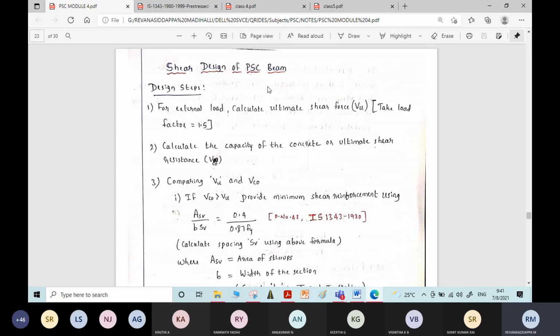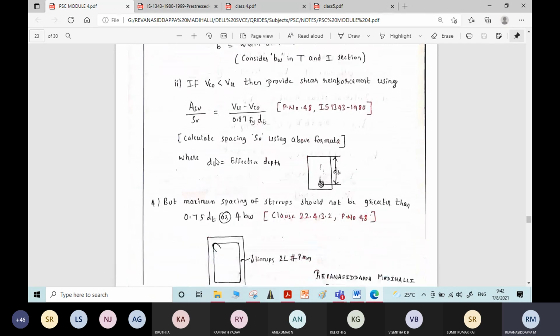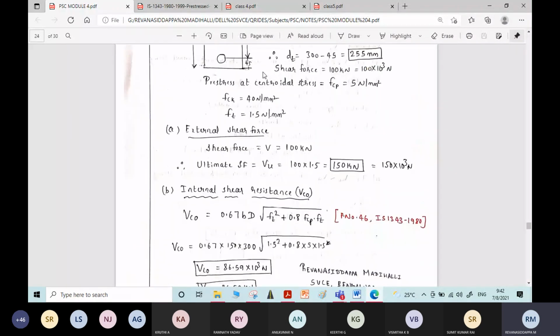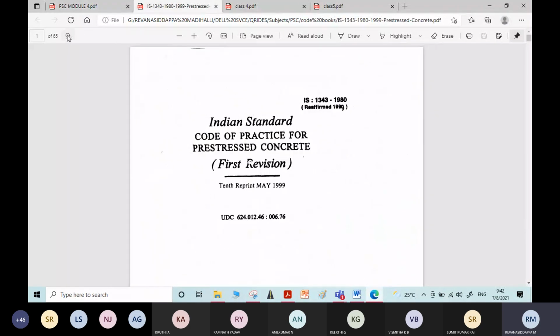Ultimate shear resistance. If you take any beam, any PSC beam, it has got some resistance to the shear, even if you are not providing any shear reinforcement. That resistance we need to find. That is termed as Vc0. The formula for that Vc0 is given in the code book itself. That is page number 46. Let me show that.